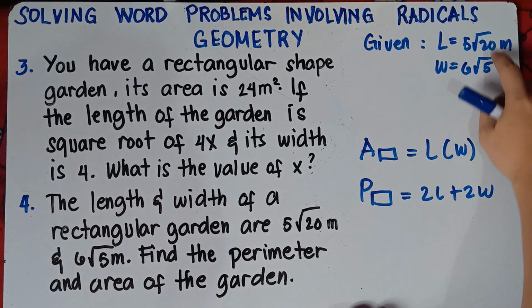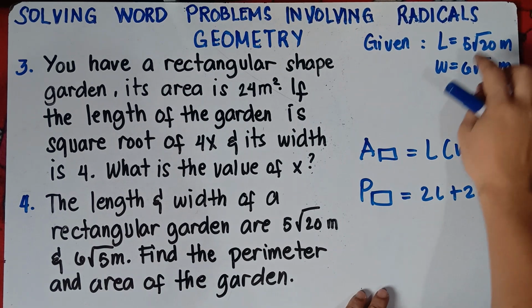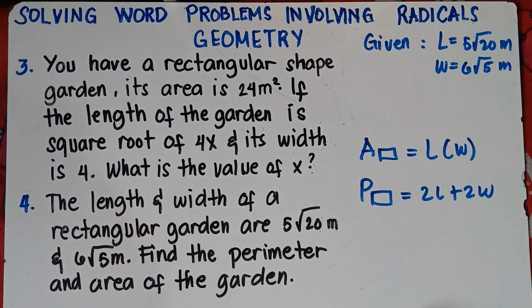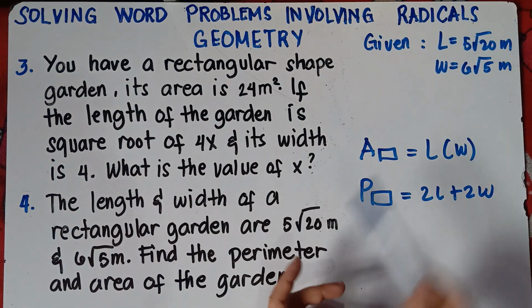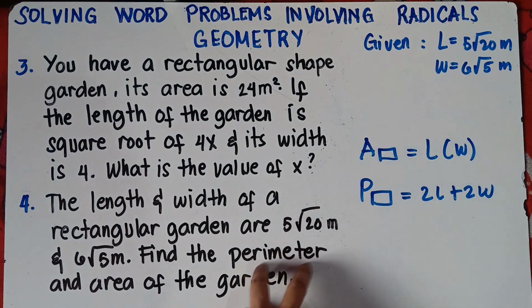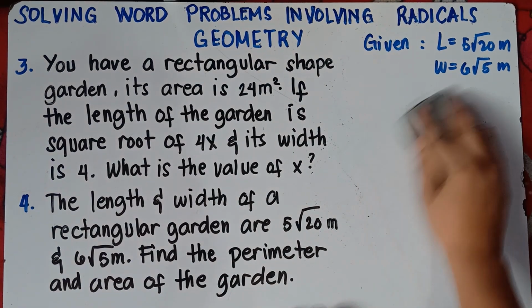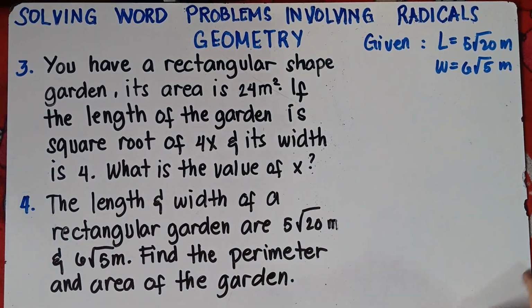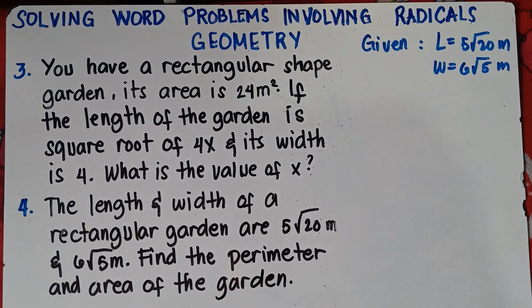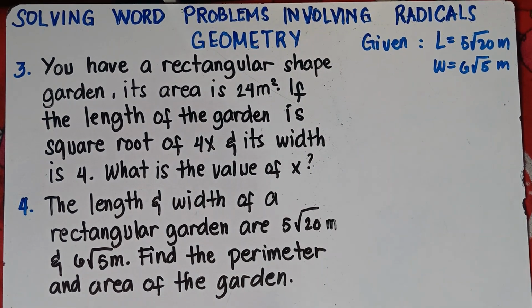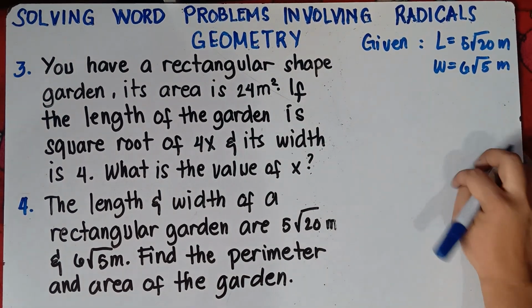Of course, the radicands are not the same. This is 20, this is 5. We cannot add the radicals directly. So let's check first, class, if we can simplify the length or the width. Check, class, before solving the perimeter and the area. Can we simplify the length, 5 square root of 20? Yup, we can actually simplify square root of 20. So therefore, we can simplify the length.